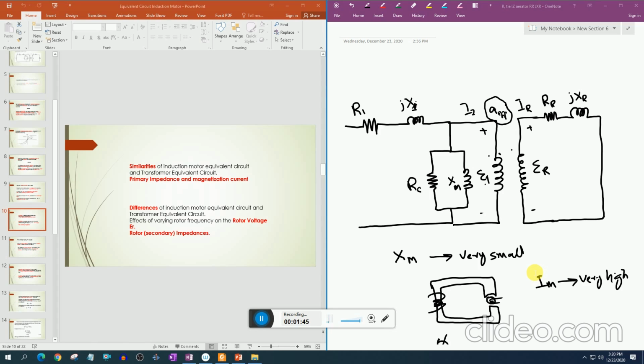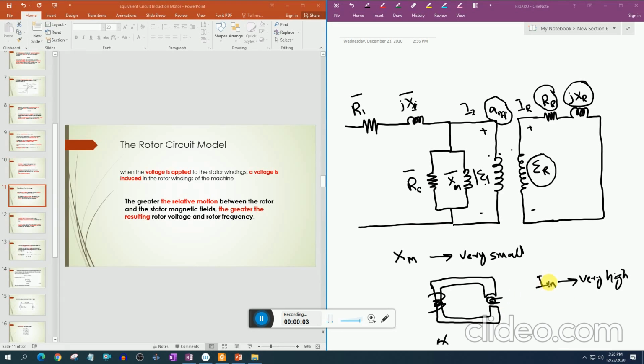Now there are some similarities and differences between the transformer equivalent circuit model and the induction motor equivalent circuit model. The similarities are this, this, this, this, and this. But the differences occur at the rotor voltage ER, and these other parameters. These will be different in the induction motor model, and we will study here how these values are different in the induction motor model.